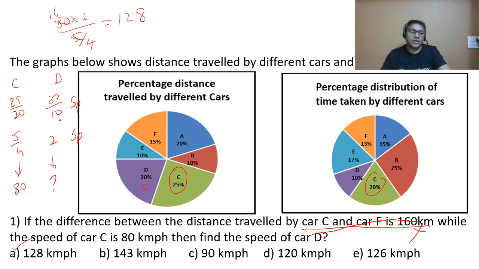Let me repeat this again. Speed is equal to distance upon time. Looking at C, speed is 25 upon 20, which is 5 upon 4. D speed is 20 upon 10, which is 2 upon 1. So 5 upon 4 stands for 80. So 2 stands for how much? If you cross multiply, you will get the answer 128. So automatically A will be the answer.